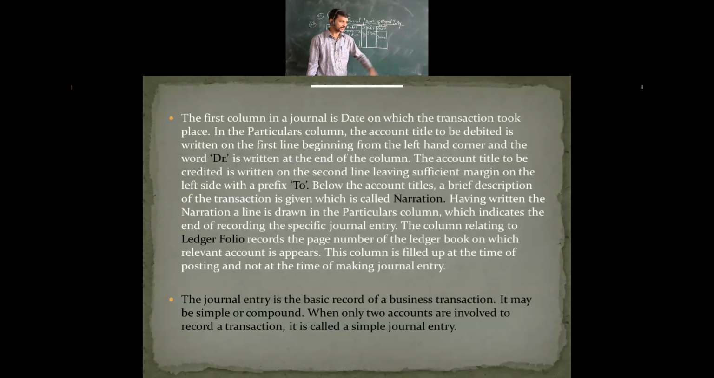Then let's see the last end part. The journal entry is the basic record of business transaction. That is the basic need. This is the basic recording need. Then it may be simple and compound. When only two accounts are involved to record a transaction, it is very simple. When only two accounts are involved to record the transaction, it is called a simple journal entry.